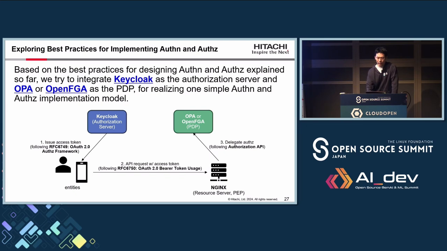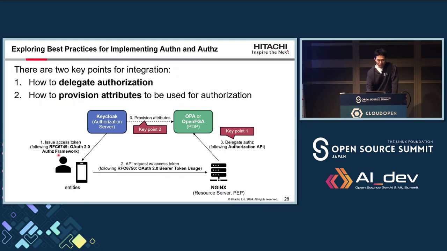So let's move back to the integration. There are two key points for this integration. First, how to delegate authorization. Second, how to provision attributes to be used for authorization. Regarding the first one, we recommended following the authorization API in the previous section. So we'd like to verify how much these two OSS can follow the authorization API standard. Regarding the second one, this is a somewhat new perspective. When a PDP uses user attributes to make authorization decisions, it needs to obtain user attribute information from the IAM solution. Therefore, we'd like to verify how these two OSS obtain information.